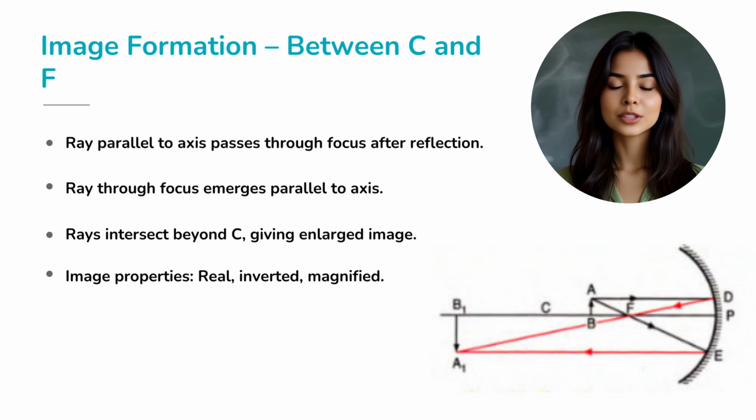Now the fun begins. Bring the object closer, between C and F. A parallel ray goes through F, a ray through F emerges parallel, and when extended, they meet beyond C. The result? A real, inverted, and magnified image. Yes, the mirror has become your personal projector, enlarging everything. That's why dentists use concave mirrors. They want your tiny tooth to appear like a giant billboard while they work on it.